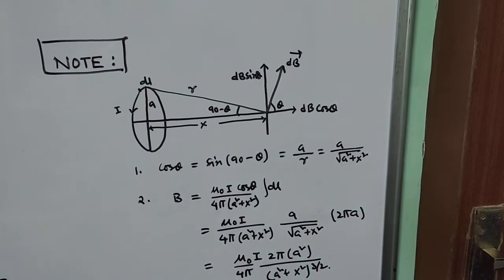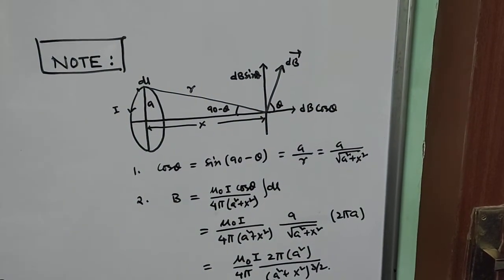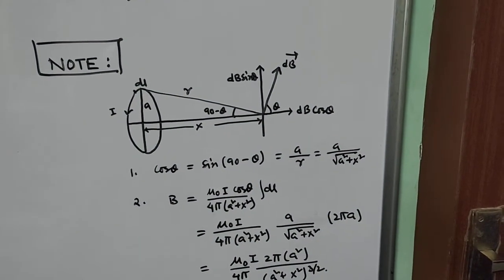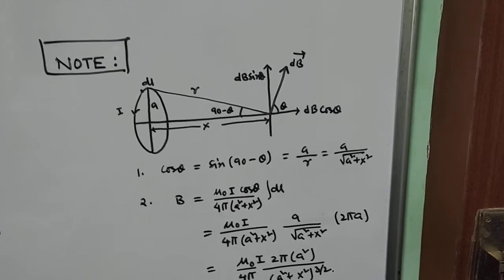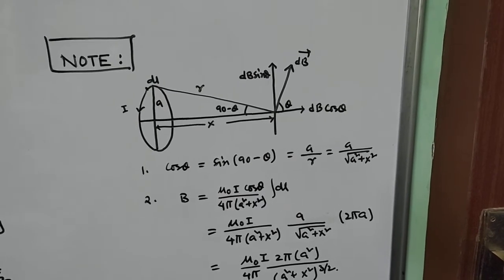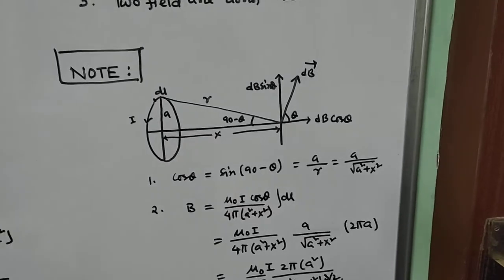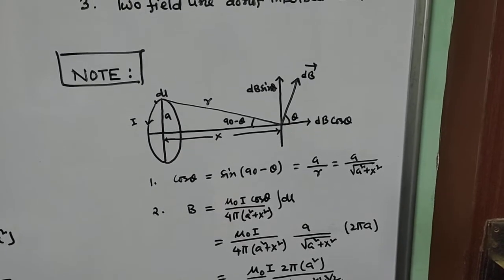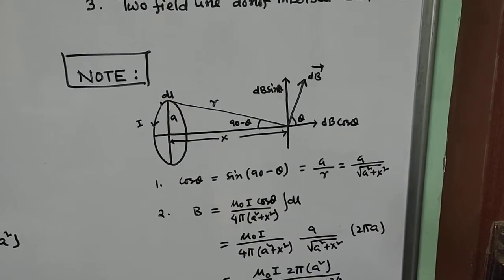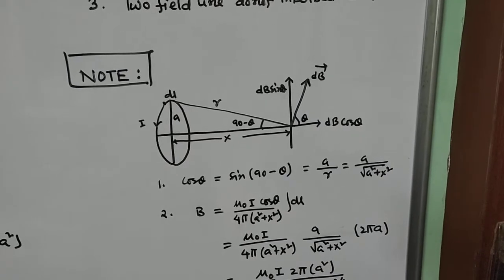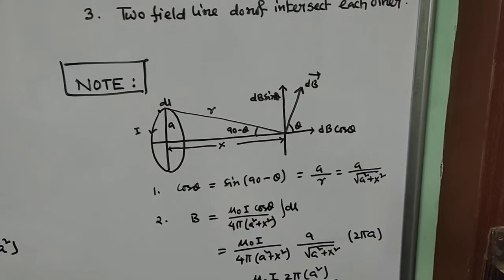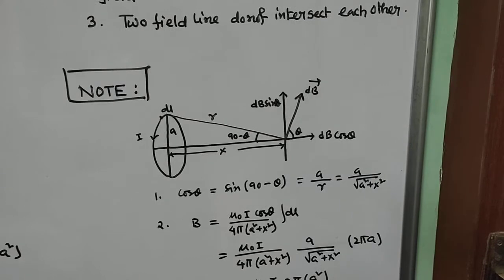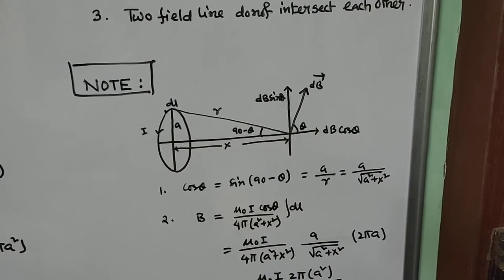Now you have a current carrying loop, and I is the current, so dB is the magnetic field, and it is perpendicular to r as per Biot-Savart's law. It has two components, one is your dB cos theta and the other one is dB sin theta. If theta is the angle made by dB with the x-axis, then 90 minus theta is the angle made by r with x. So it's a very simple geometry.